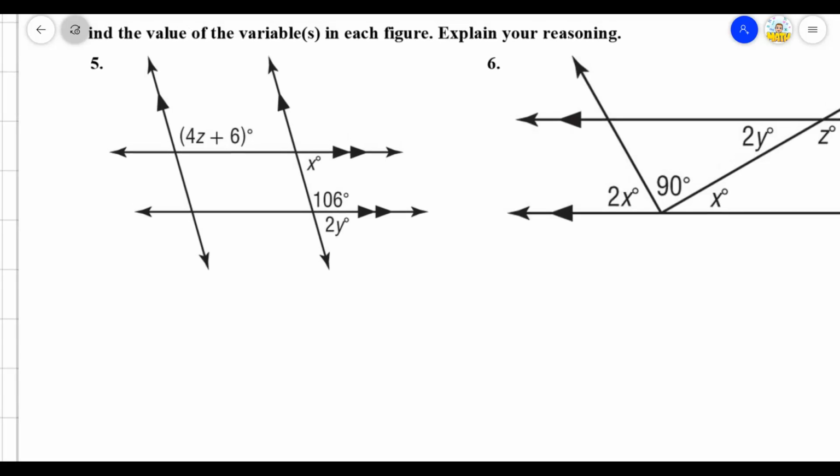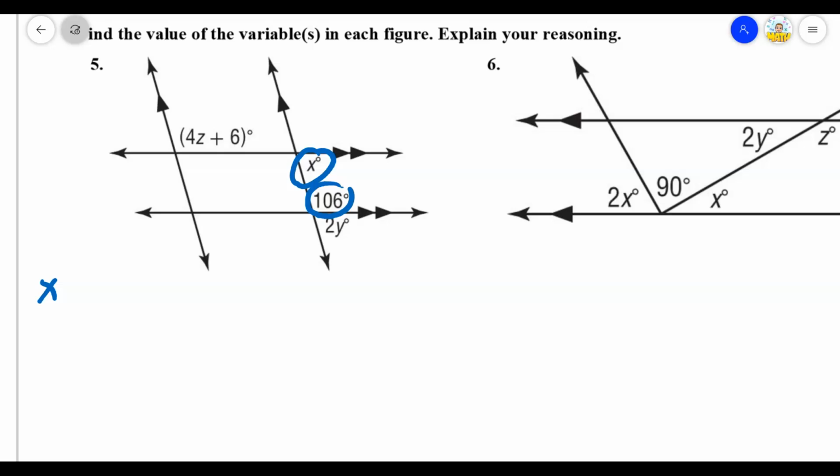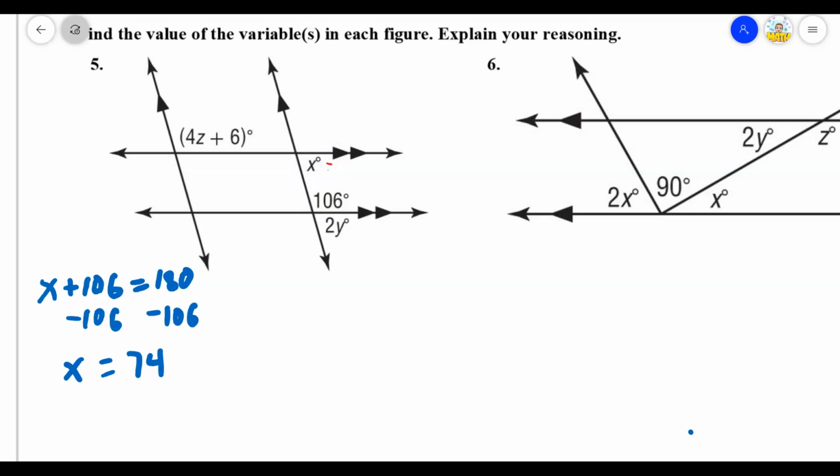Okay, so now we can get back to this problem we were looking at a little bit earlier. This x and this 106, they're going to add to 180 degrees. And then we go to solve from there. So if I just subtract 106 from 180, that would get me the value I want. So x is going to be 74 in that case. So if x is 74, let's take advantage of that. Notice that these are corresponding angles. So 2y equals 74, divide by 2, and we have y equals 37.